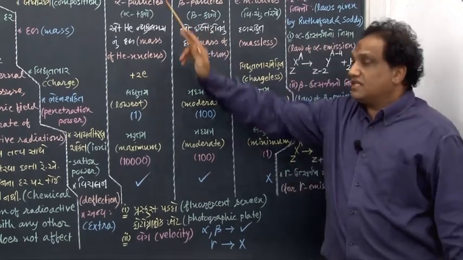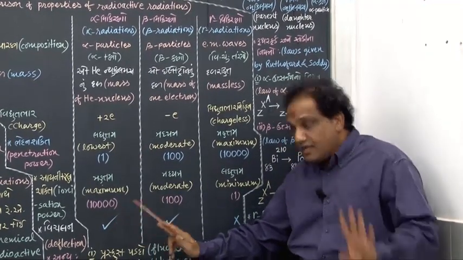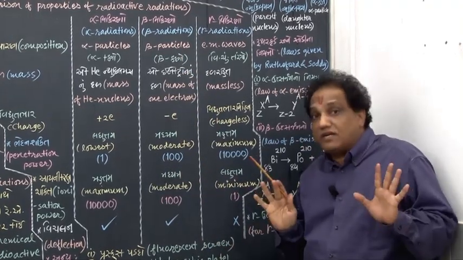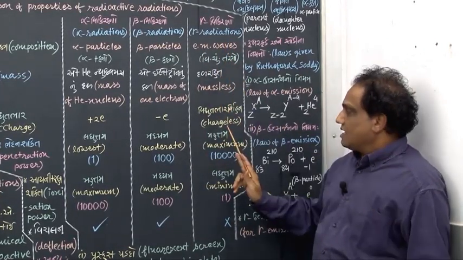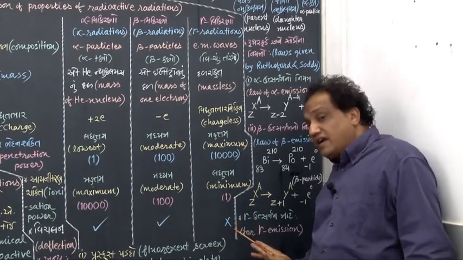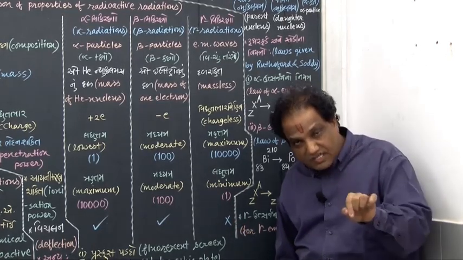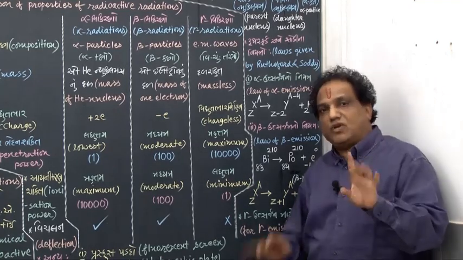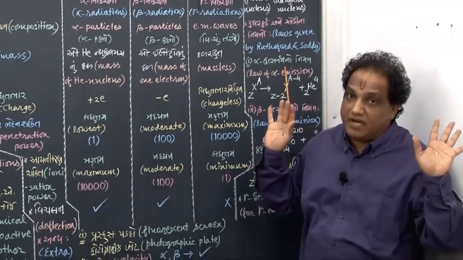Tell me, alpha radiations have charge, so they can be deflected. Beta radiations also have charge, so they also can be deflected. But gamma radiations are nothing but electromagnetic waves. They are completely chargeless, and because they do not have any charge, they cannot be deflected. Alpha and beta radiations having charge can be deflected by electric and magnetic field, but gamma radiations, because they are chargeless electromagnetic waves, cannot be deflected by electric and magnetic field.